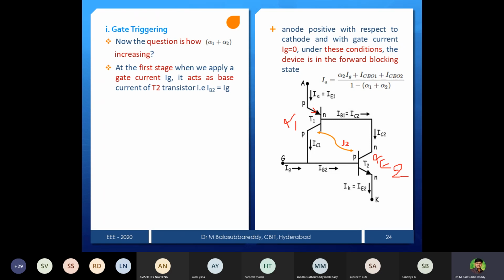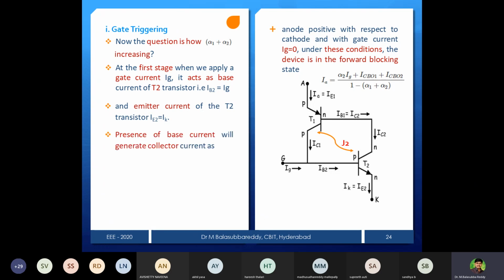Now we can see how alpha 1 plus alpha 2 is going to increase. In the first stage, the gate current is applied, and it acts as the base current of transistor 2. If I give some gate current here, then what is that? It is nothing but the base of transistor 2. Simply we applied some current, that is a gate current, that is nothing but the base of transistor 2. Once we give base current to the transistor, what will happen? We know that the transistor will fire, meaning it will trigger. Once the transistor is triggered, then what will happen? Collector current will also increase.